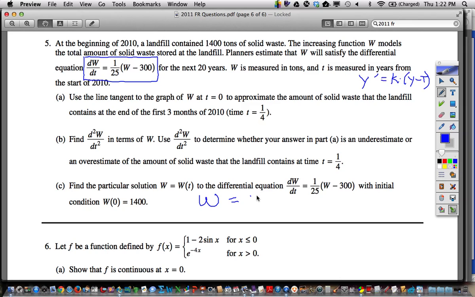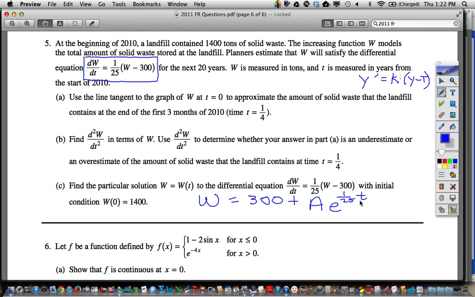The solution is the big T, which would be the 300, plus A e to the 1/25th t, right? Because K is 1/25th, and that's 300. What we don't know is the A. Did they tell us anything in the problem that would help us get that? Oh, that was nice of them. Boy, the AP test, they sure make things easy for you. They even gave you that.